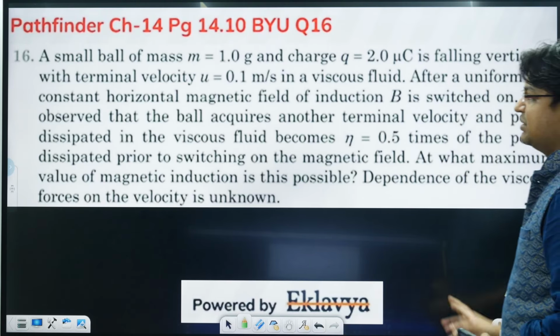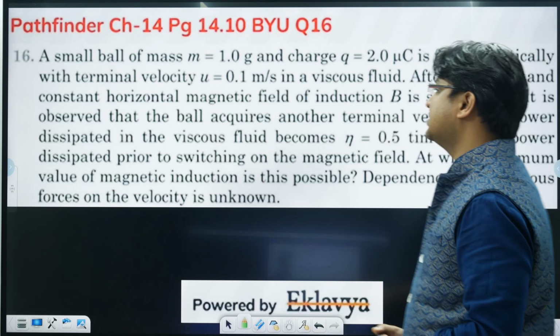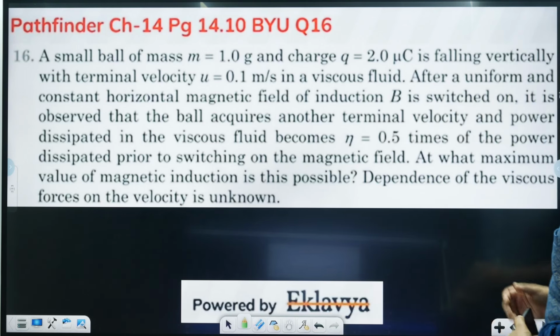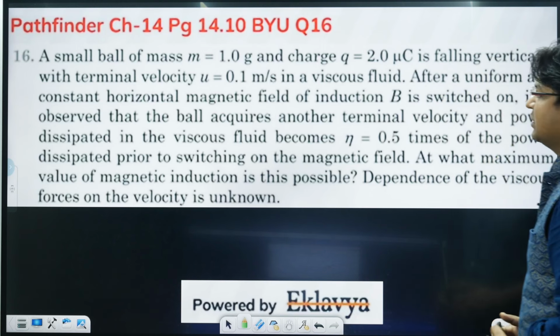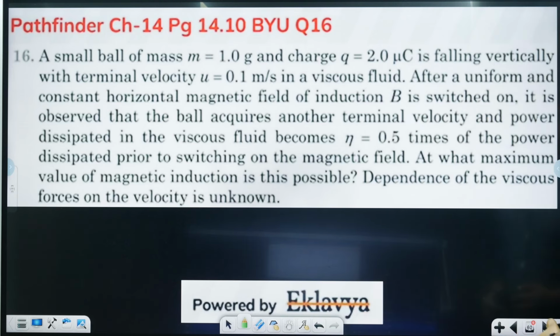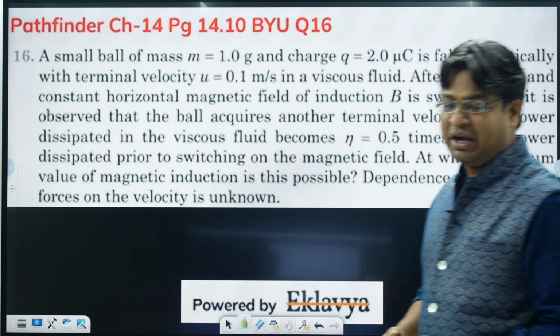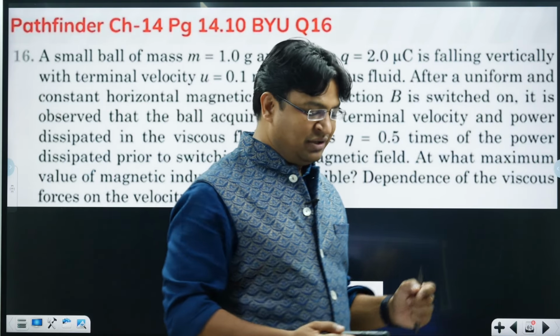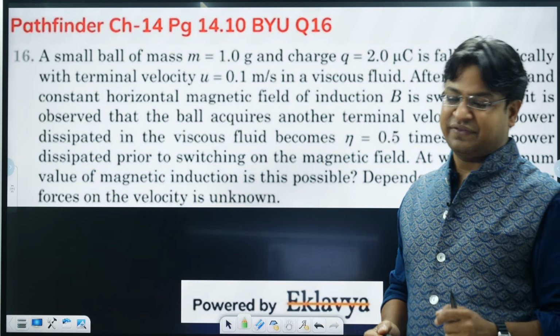Now question number 16. This question says a ball of mass 1 gram and a charge 2 microcoulomb is falling vertically with a terminal velocity of 0.1 in a viscous fluid after a uniform and constant. This is actually a good question, guys. I mean the previous two were also good, but after the things that we derived, the previous two questions became very easy. This one will still be difficult even after the derivations that we have done.